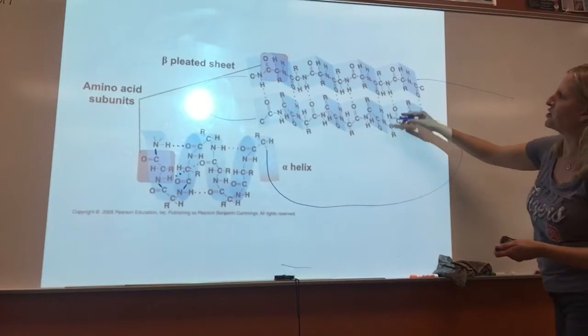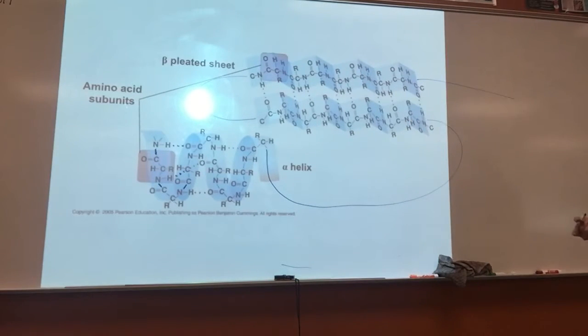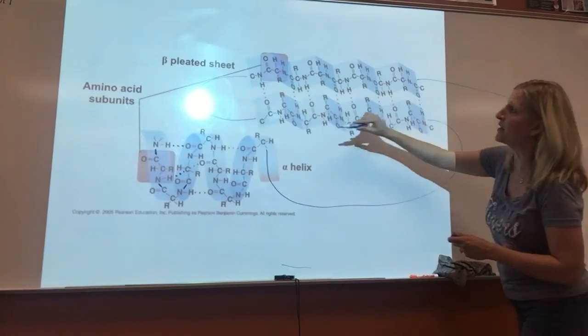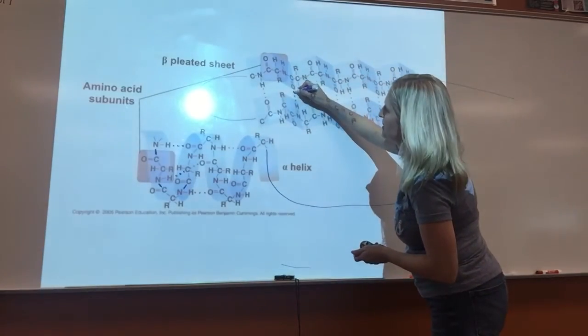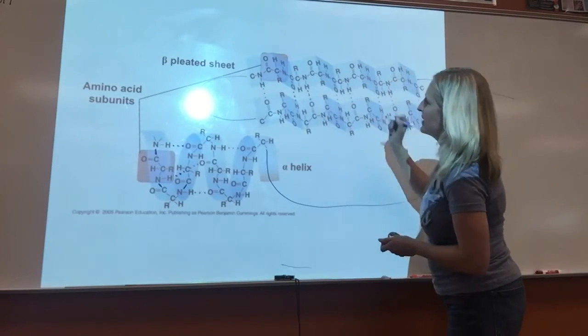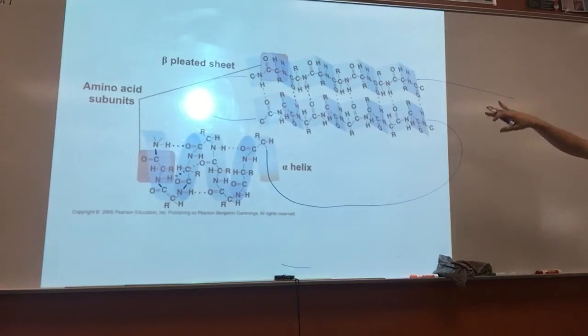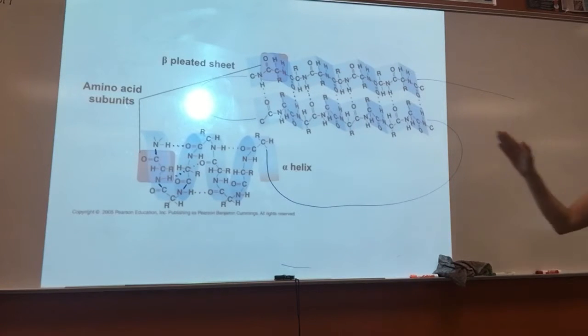And so I want to show you how these beta pleated sheets are hydrogen bonding to one another. They curve and become parallel to one another, and then they hydrogen bond to one another. All right, like that. So those are your hydrogen bonds, and that's what stabilizes those pleats. So the helix and the pleats are the secondary part of this.